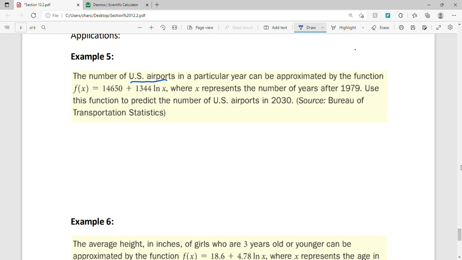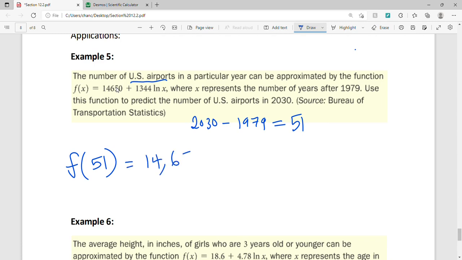So how much time has passed from 1979 to 2030? To do this, we need to do subtraction. And if we do the subtraction, we get 51 years. It takes 51 years from 1979 to 2030. And that's what I want to find. I want to find f of 51. And that means we need to plug in the 51 into our function.